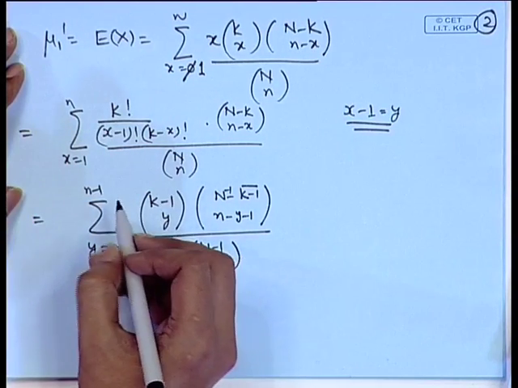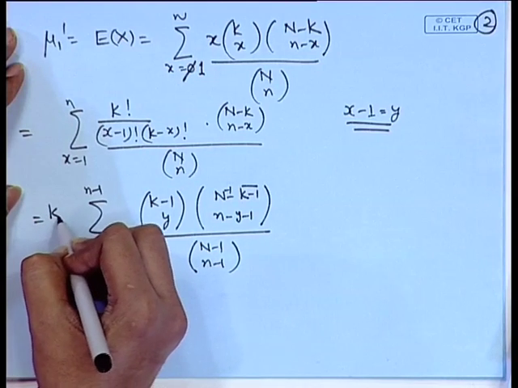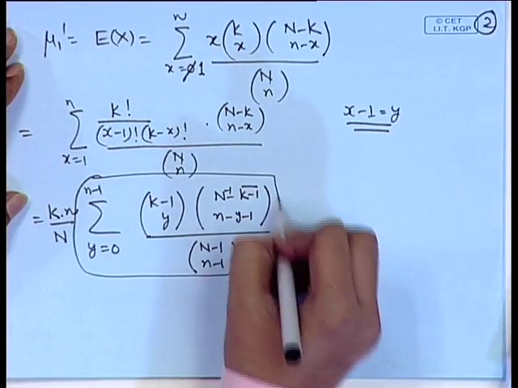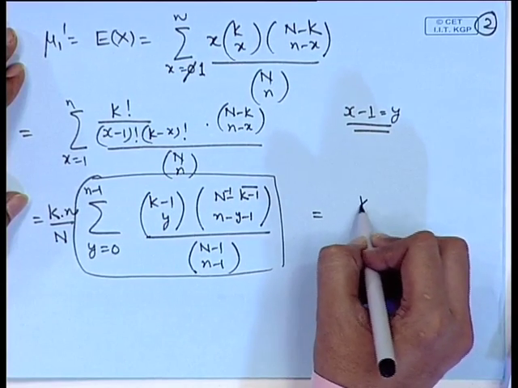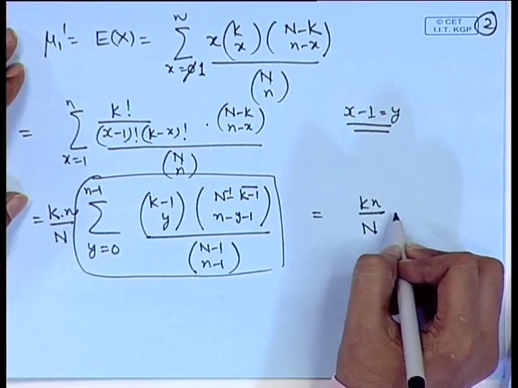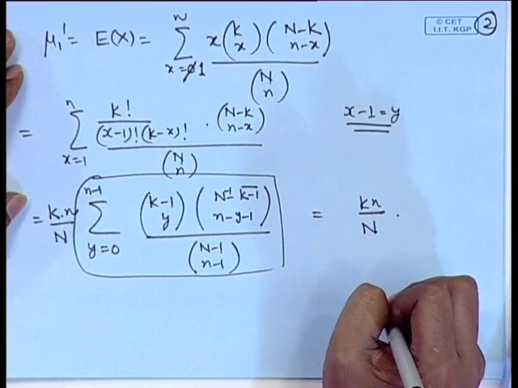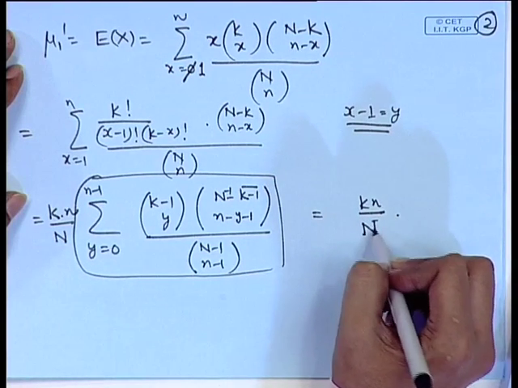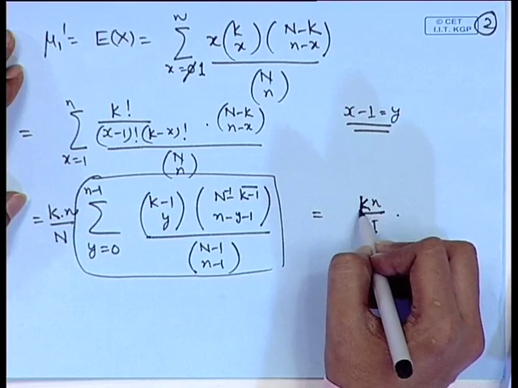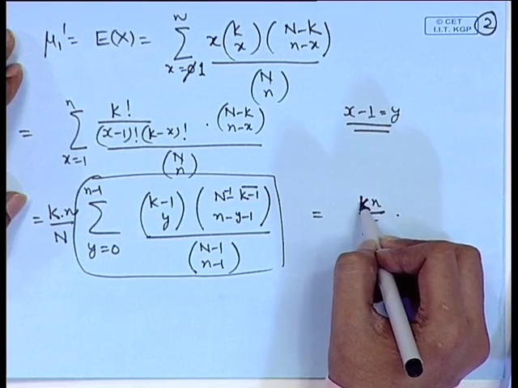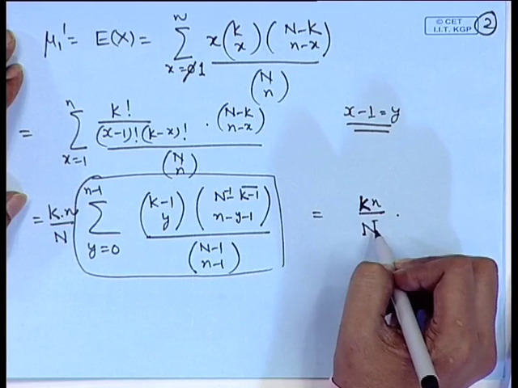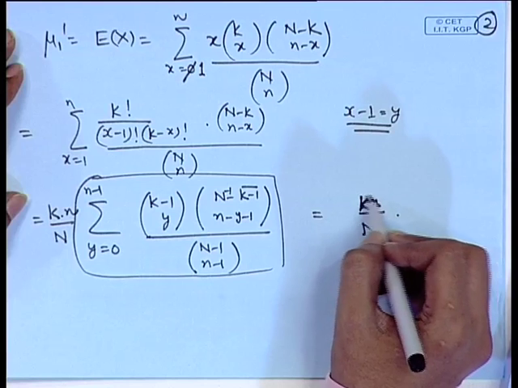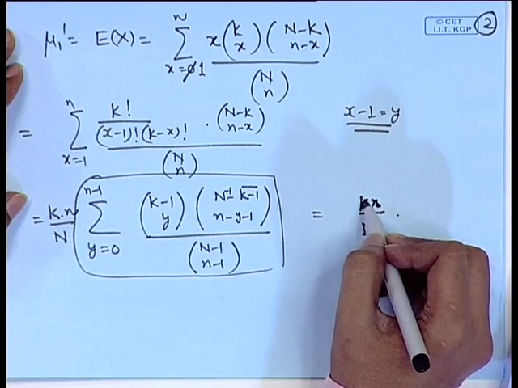So, the terms that have been adjusted will give us kn by N. So, this sum is 1, therefore, you get kn by N as the expected value of x. Now, if we explain this, there are N objects, out of which k objects are of type 1. So, the proportion of the type 1 objects is k by N. So, in n draws, what is the expected number of type 1? That will be n into the proportion.